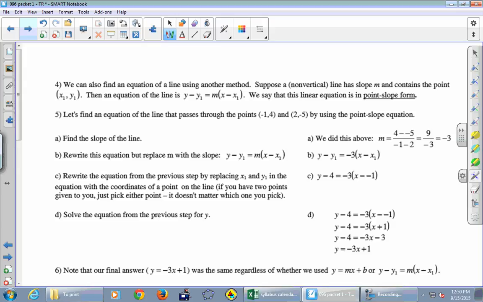Okay, on the next page, let's run through number 4 here. It says we can also find the equation of a line using a different method. Suppose a line has slope m and contains the point x1, y1. Those subscripts are just supposed to indicate that we have an x and we have a y and they're particular numbers, but you don't need to get lost in the fact that there are 1s there, it could be 2s there, it doesn't matter. So here's a brand new equation of a line. I'll highlight this guy. Y minus y1 equals m times x minus x1.